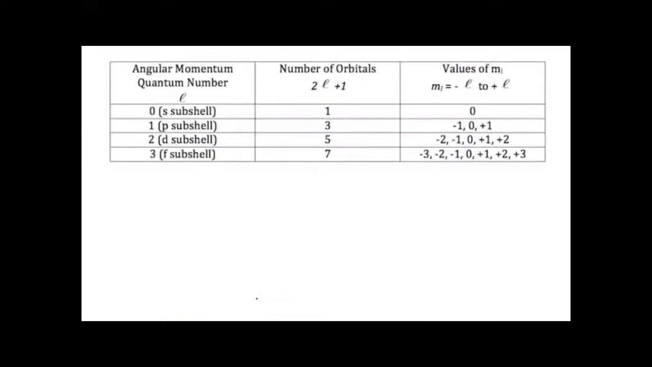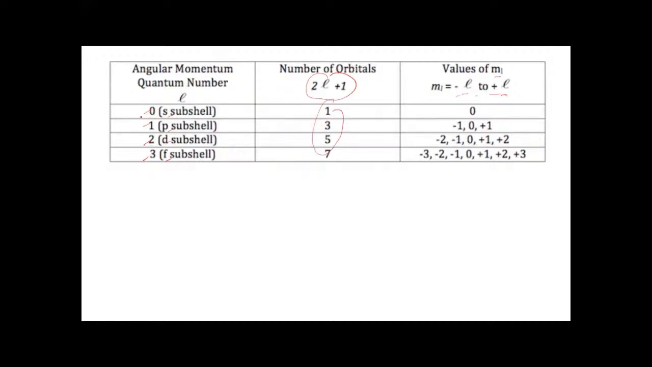Here the value of the angular momentum quantum number or azimuthal quantum number is given. These are the number of orbitals by the formula 2l plus 1, and these are the values of m, which is from minus L to plus L including 0. The angular momentum quantum number values are 0, 1, 2 and 3 for subshells S, P, D and F. The number of orbitals are already calculated here, so we will calculate it one by one by this formula 2L plus 1.